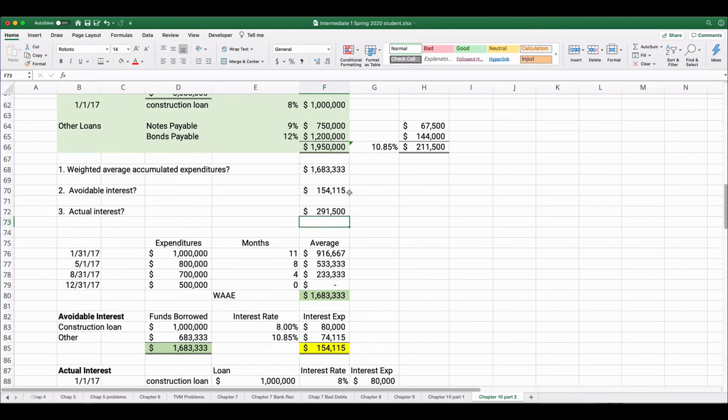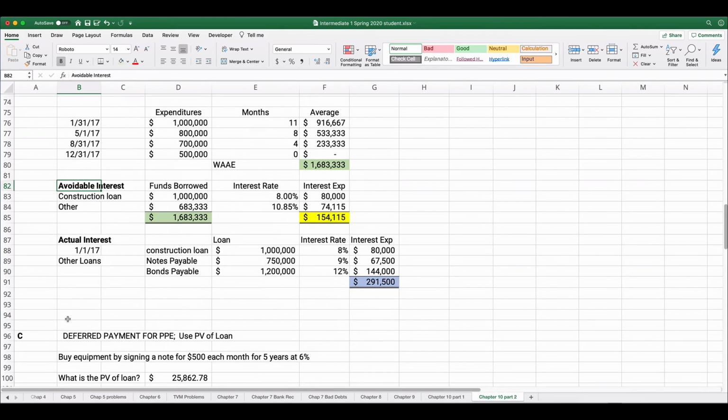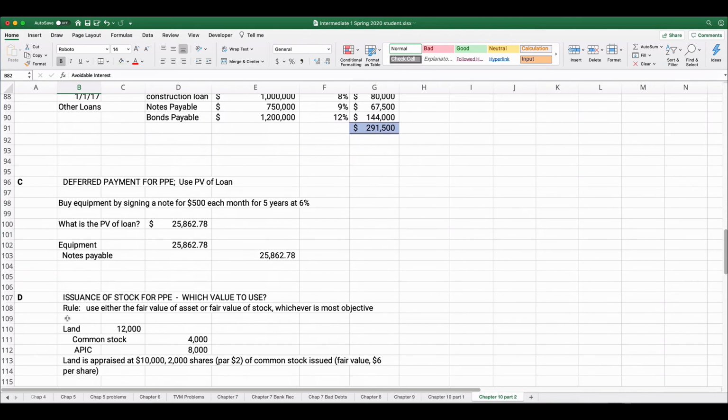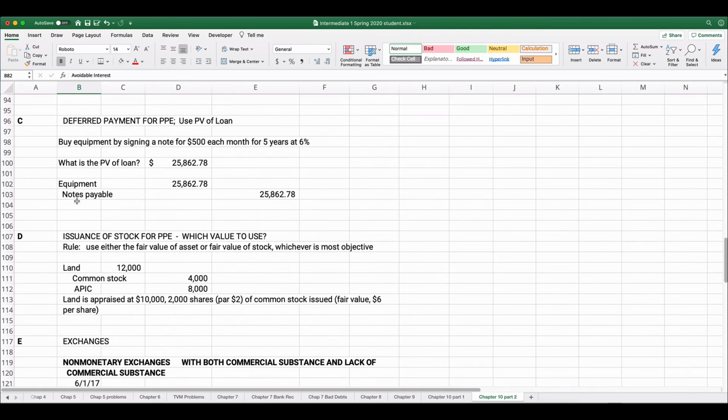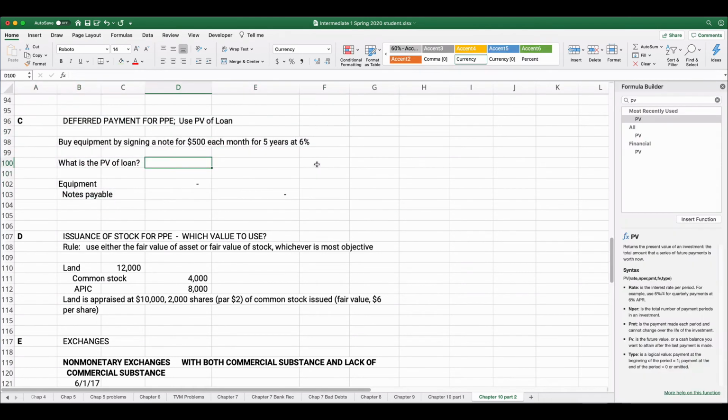All right, so what do we do on this one? The avoidable interest is going to be the capitalized interest. The capitalized interest is going to be the $154,115. All right, we're going to do a couple more little small things in the property, plant, and equipment chapter. So let's just knock them out, small little problems.